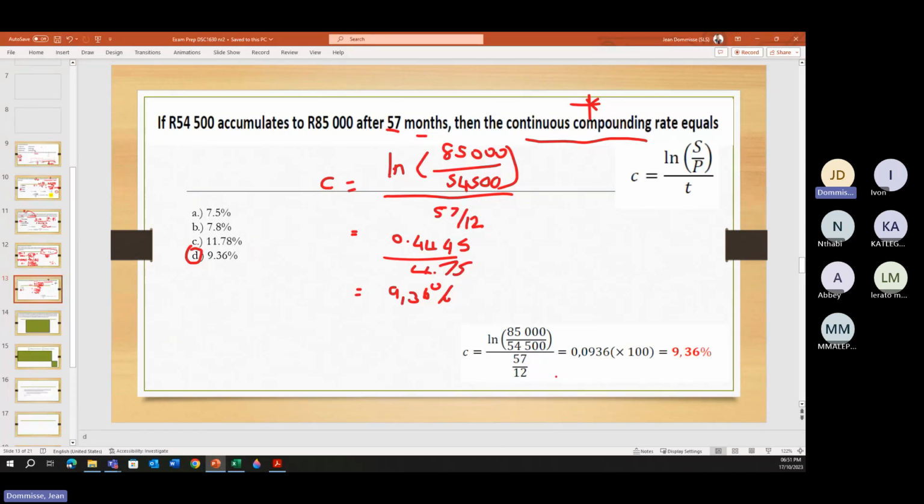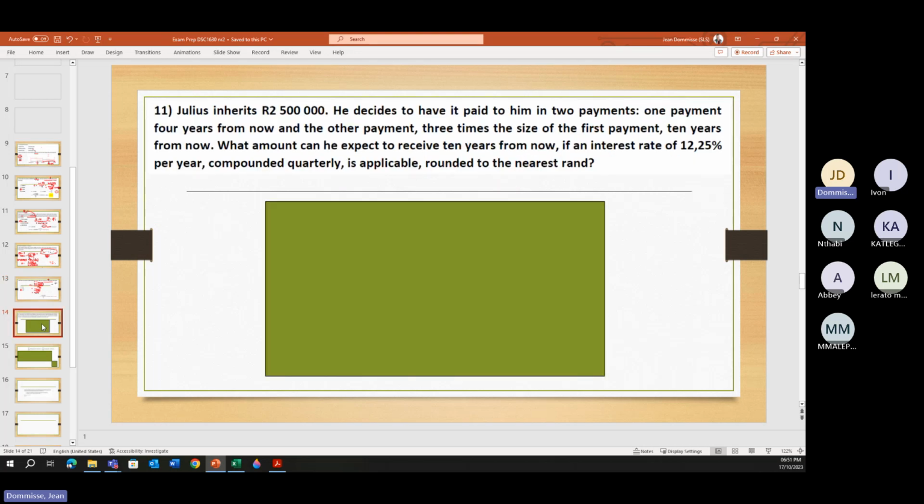Okay, strange that in the same exam they had exactly the same type of question. So if it happens like that in your exam, be grateful if it is one that you are comfortable with working out. Okay, so let's look at this one. It's the last one for tonight.